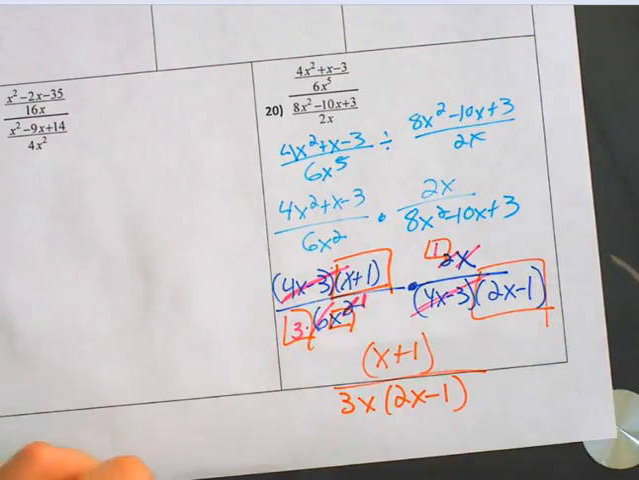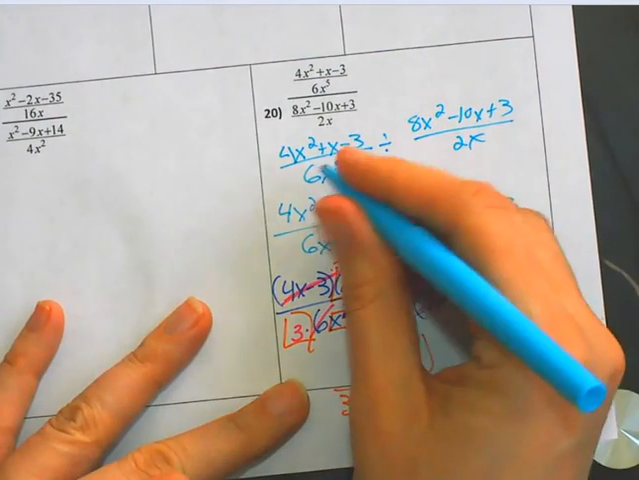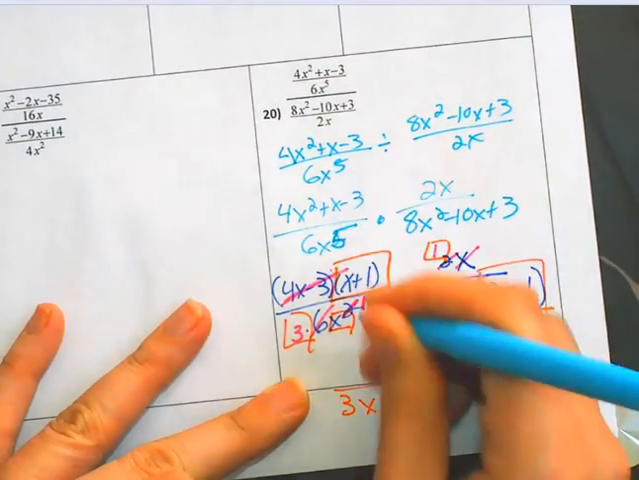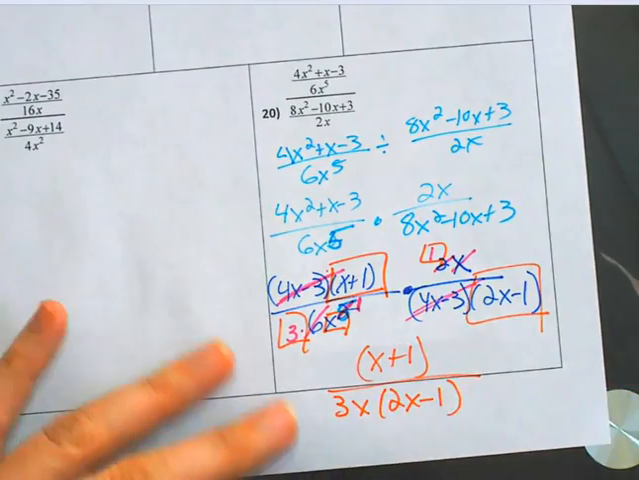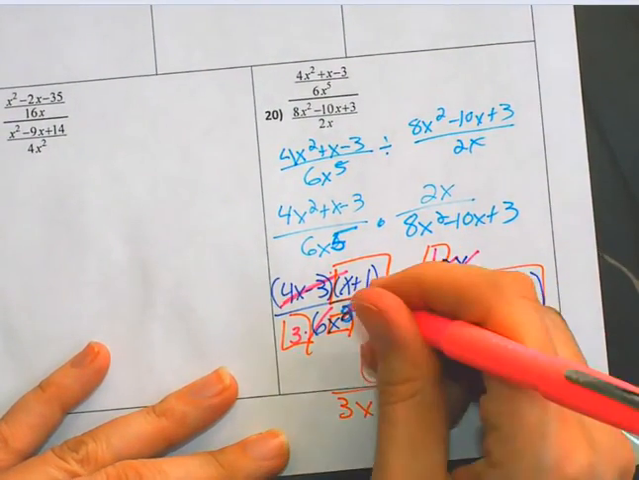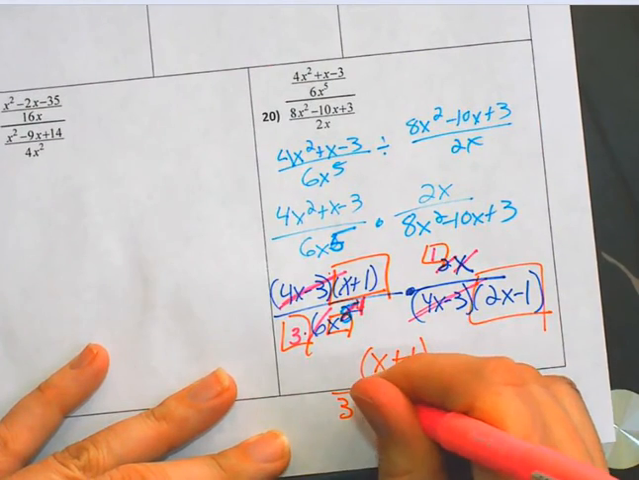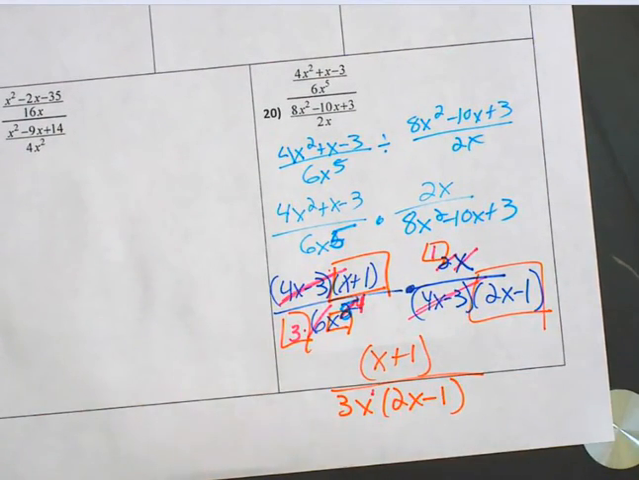Correction, I made a mistake here. I transferred this wrong. This is x to the 5th, not squared. So this is x to the 5th, which means I have 4 left. So that's going to be 4 down there.